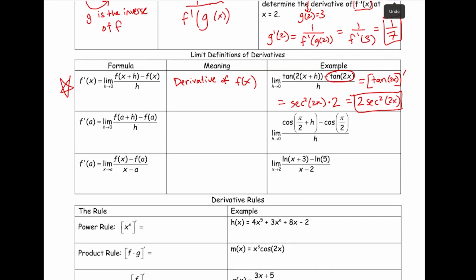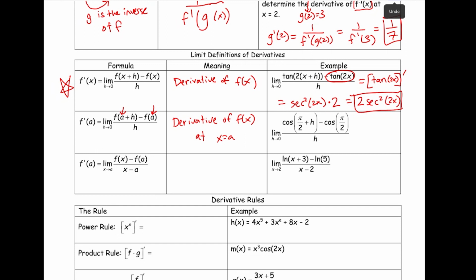So the next one is very similar, but the big difference here is instead of x, we have a value here, a. So this is going to be the derivative of that function. You're going to treat it very similarly, but we're going to evaluate it at x equals a. So you find the derivative first, then plug in that value.